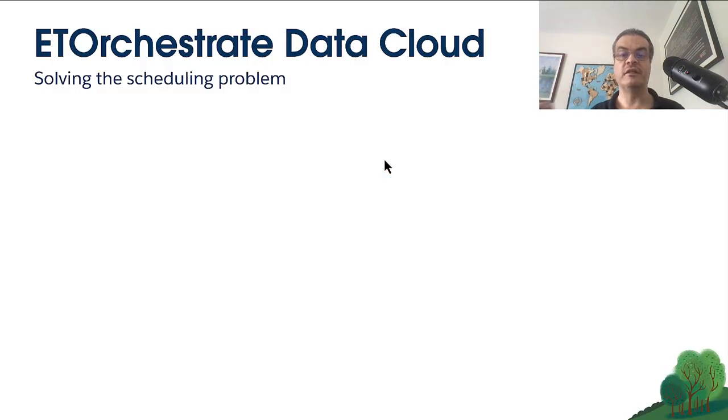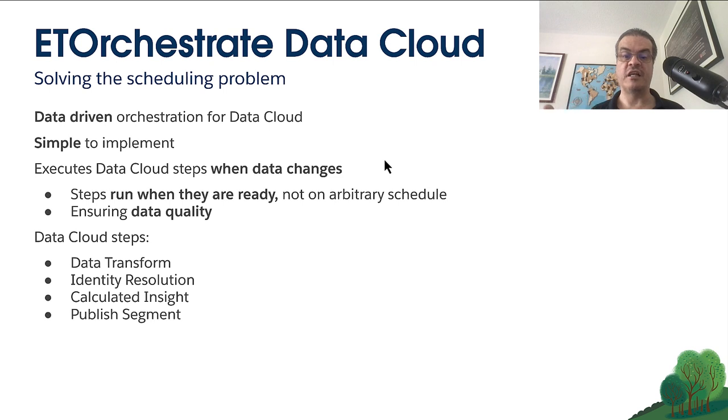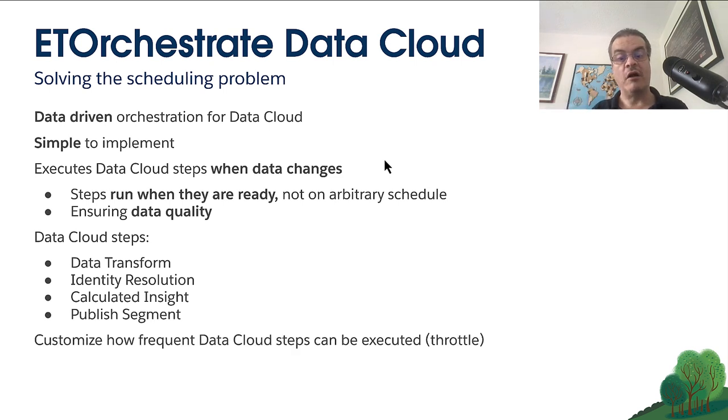Presenting ETOrchestrate Data Cloud, a tool to help solve the scheduling problem. It's a data-driven orchestration tool for Data Cloud. It's simple to implement. It executes the Data Cloud steps when the data changes, running those steps when the data is ready rather than based on an arbitrary schedule, ensuring data quality. The Data Cloud steps that can be scheduled include data transforms, identity resolution, calculated insights, and publishing segments. Now, you can also throttle how frequently the Data Cloud steps can be executed. This helps save those valuable credits.